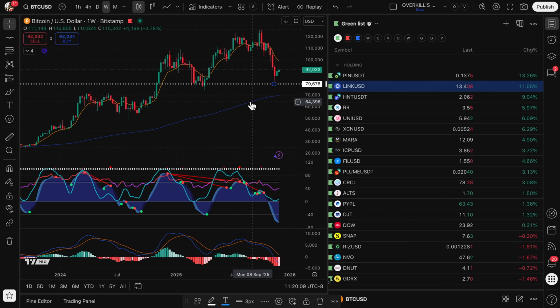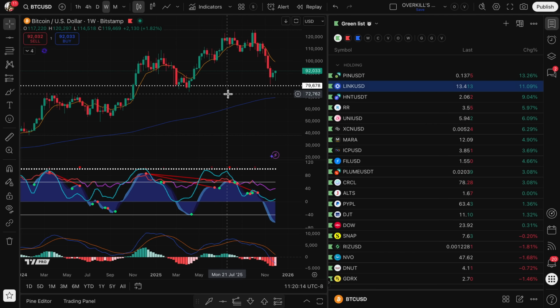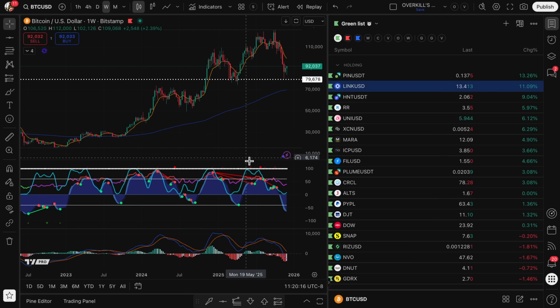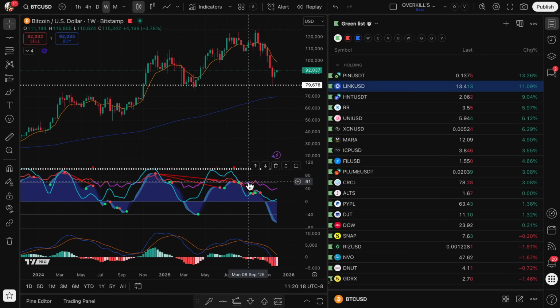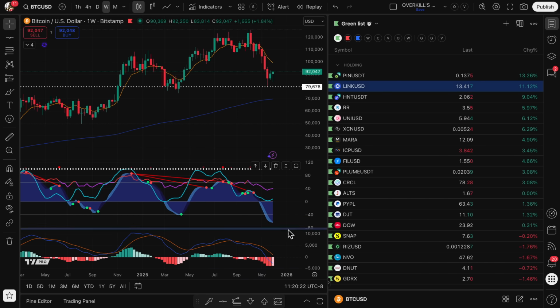$80 is the support. I wouldn't be going short here. A couple of you guys were talking about shorting Bitcoin in the Discord yesterday. I don't know why. You should have been shorting up here. This is where you want to short. You don't want to short when the wave's all the way down here because people are in fear.